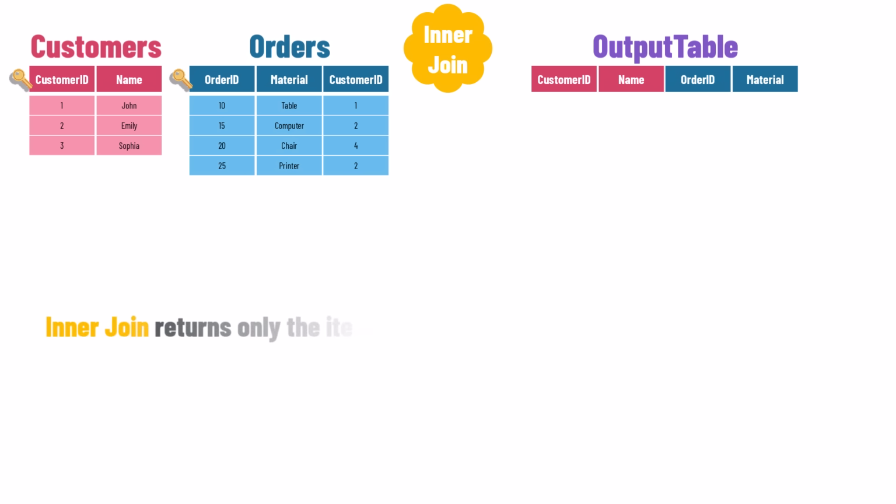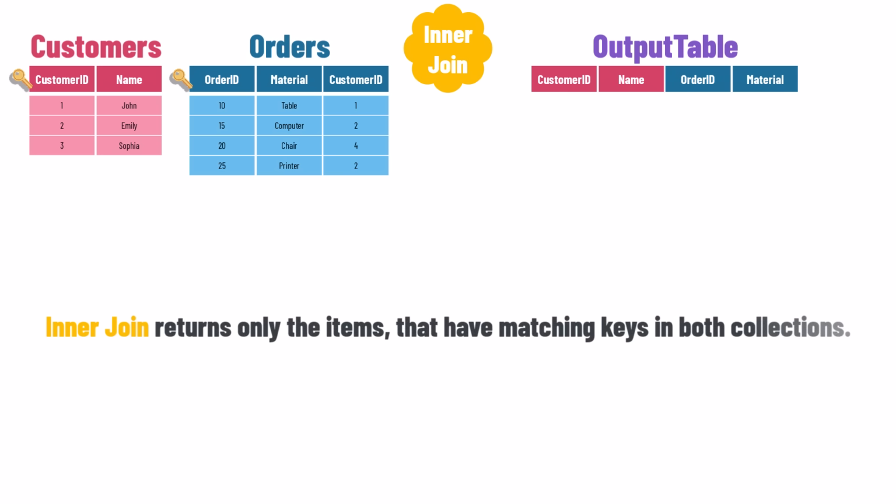This join type returns only the items that have matching keys in both collections. The key in this example is the column customer ID. The output of inner join will be only the rows where the ID is the same in both tables. For example, the first table has in the first row the ID number 1. We check the second table if any row has the same ID in the column customer ID. As you see, we have only one row where the ID is 1. So, we have one matching row. In this case we take both rows from both tables and add them in the output table. This is the first row in the output table.